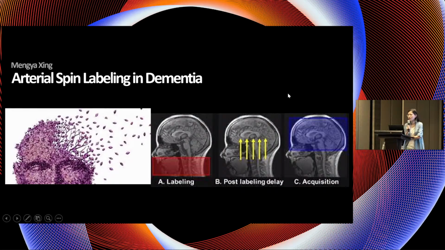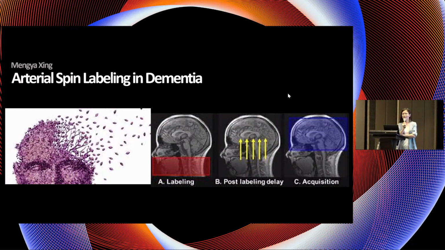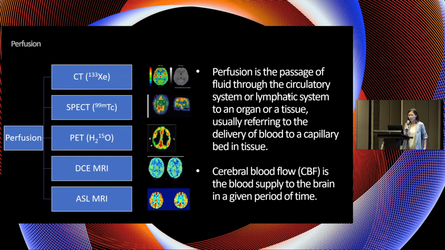Okay. Thank you, Professor Zhang, and good evening, everybody here and colleagues overseas. It's my honor to have this opportunity to address the speech about what we did with arterial spin labeling in dementia. We know that changes of cerebral perfusion play an important role in the development of dementia.